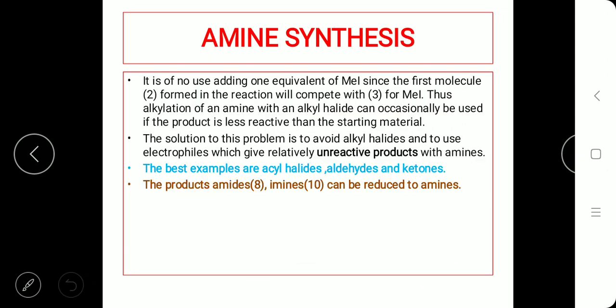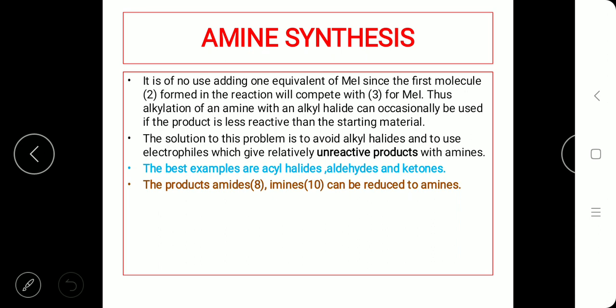So it is of no use adding one equivalent of methyl iodide, since the first molecule 2 formed in the reaction will compete with the starting material for methyl iodide. Thus, alkylation of an amine with an alkyl halide can occasionally be used if the product is less reactive than the starting material. The solution to this problem is to avoid alkyl halides and to use electrophiles which give relatively unreactive products with amines. Some examples are acyl halides, aldehydes, and ketones.